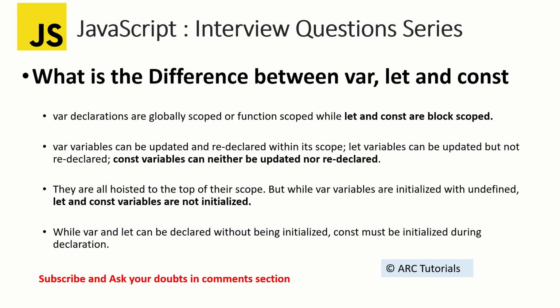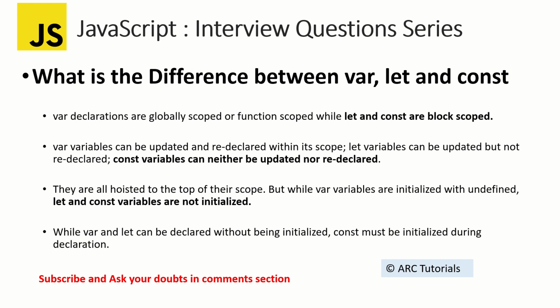Var declarations are globally scoped, and let and const are always block scoped. Var variables can be updated and redeclared within their scope. Let variables can be updated but not redeclared. Const variables can neither be updated nor be redeclared. They're all hoisted to the top of their scope, which means that while var variables are initialized with undefined, let and const variables are not initialized at all, right? These are the major differences that you need to explain in your interview.